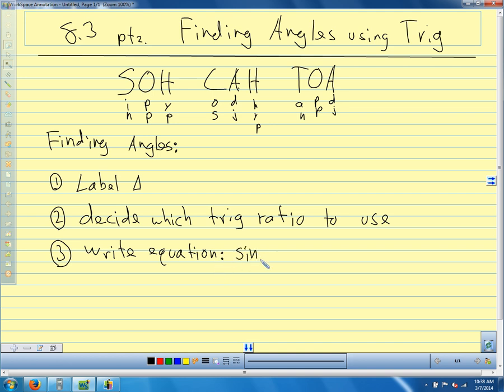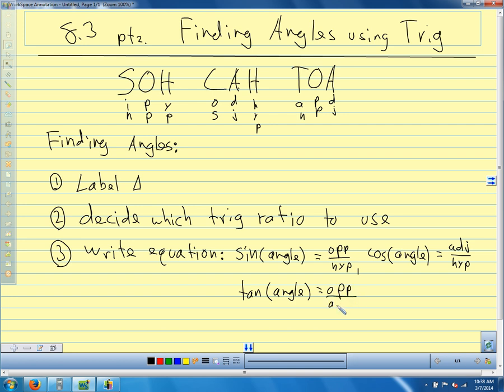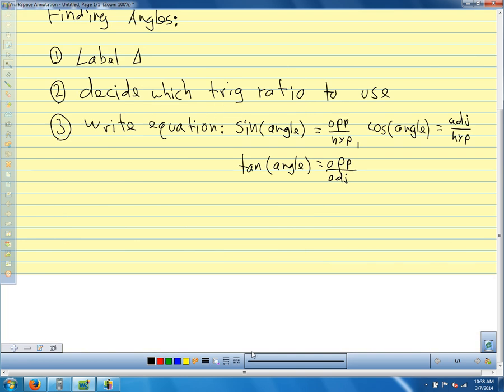It's either going to be the sine of the angle equals the opposite over hypotenuse, depending on which sides we have. The cosine of the angle equals the adjacent over the hypotenuse, or the tangent of the angle equals the opposite over adjacent. So it's kind of nice when we're finding angles, because once we write this equation, now we can go directly to our calculator.